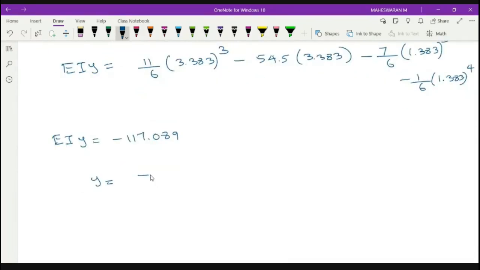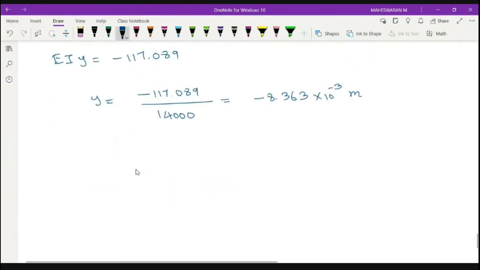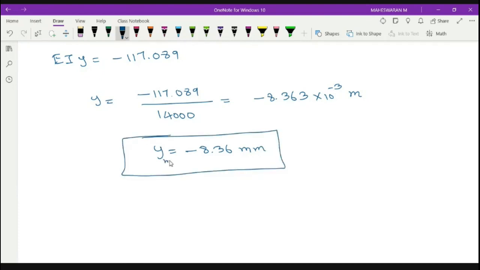So y is minus 117.089 divided by EI. EI is 14,000. So divided by 14,000. So we're getting minus 8.363 into 10 power minus 3 meter, which means my y is minus 8.36 mm. Okay, this is the maximum deflection. Okay, this is y max.